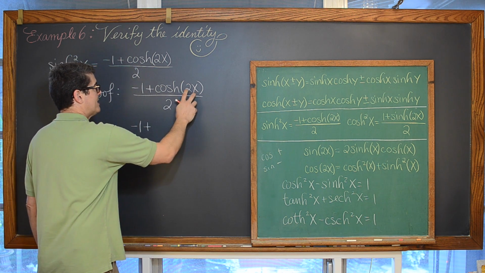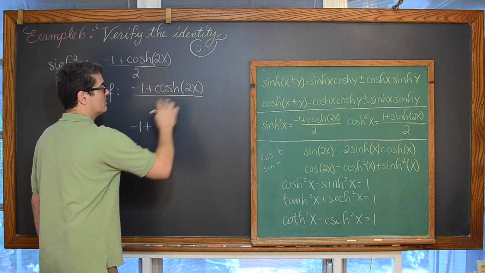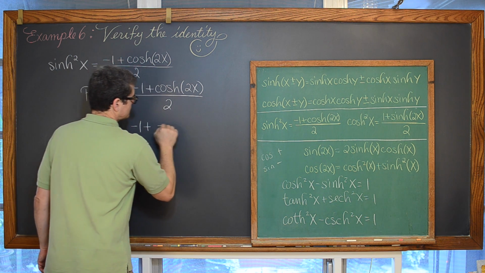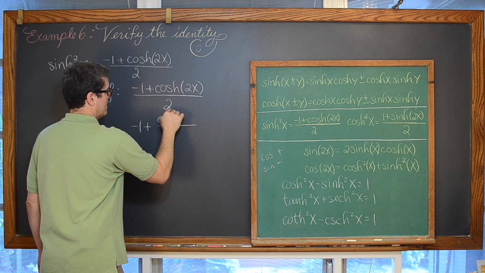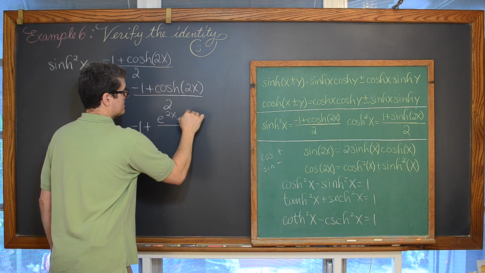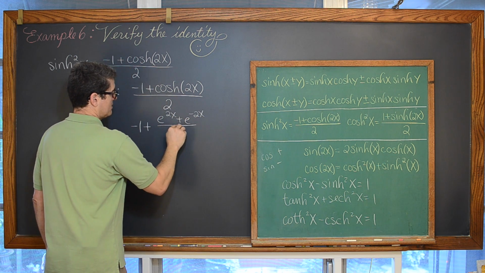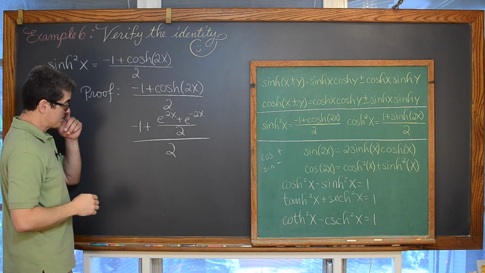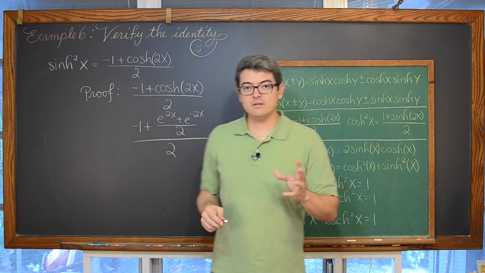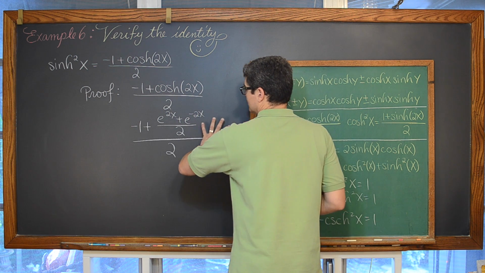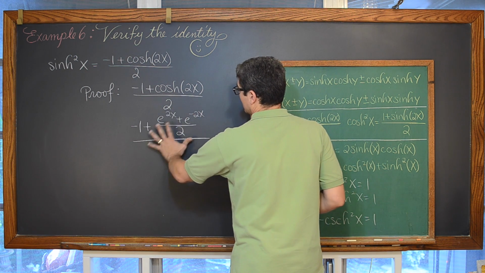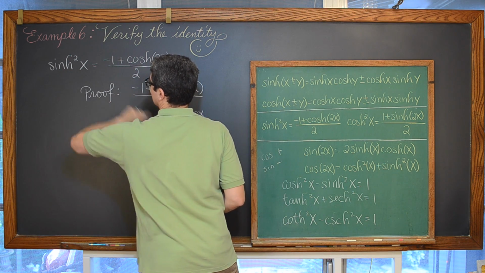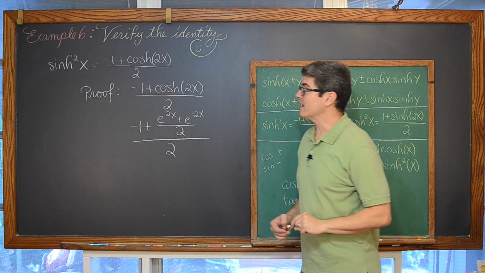Well, now that x in here is 2x, so just write 2x instead of x. So we have plus e to the 2x plus e to the negative 2x over 2, all over our denominator of 2. And now, can we manipulate what's going on here to match the idea of it being equal to hyperbolic sine of x squared?